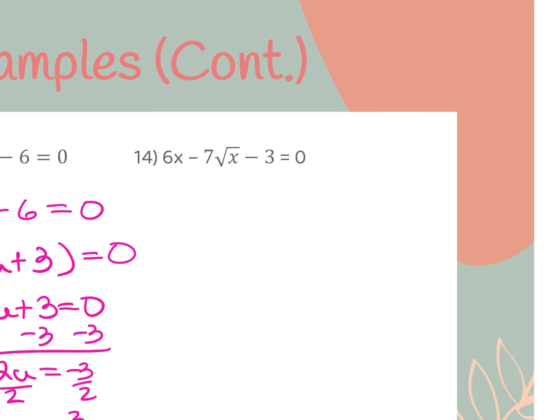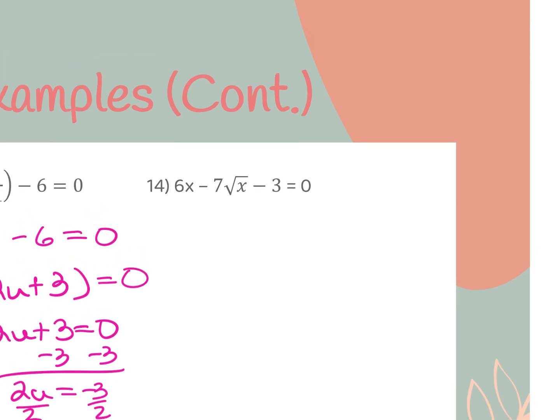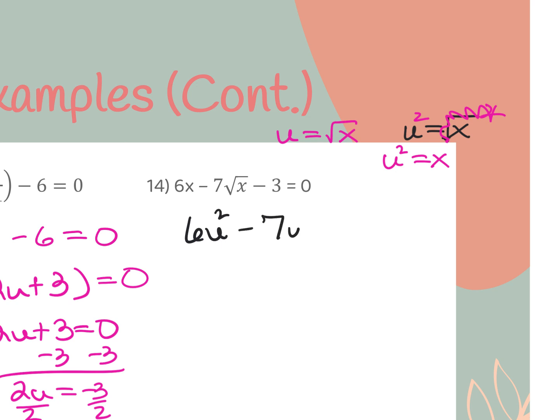Again, I'm going to set my middle term equal to u. So I'm going to set u equal to the square root of x. Now, let's think about this logically, how this is actually going to turn into that first term. Because remember, when you square both sides, this makes the radical disappear. So u squared is really equal to x. So what I can do here is substitute it in. So the first one is 6u squared minus 7u minus 3 equals 0.